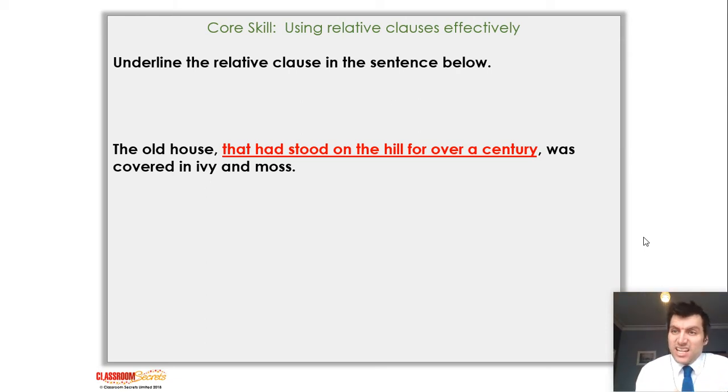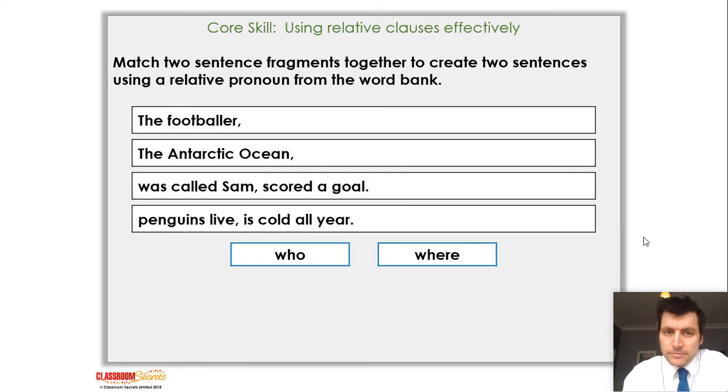The black element of the sentence is the main clause. It makes sense on its own. That had stood on the hill for over a century isn't a sentence. It doesn't make sense on its own. Therefore, it's not a main clause. Therefore, that needs to be the subordinate clause. And in this instance, because it's got the relative pronoun at the beginning of that, it becomes a relative clause. It's an embedded one because it's in the middle of the elements of the main clause.